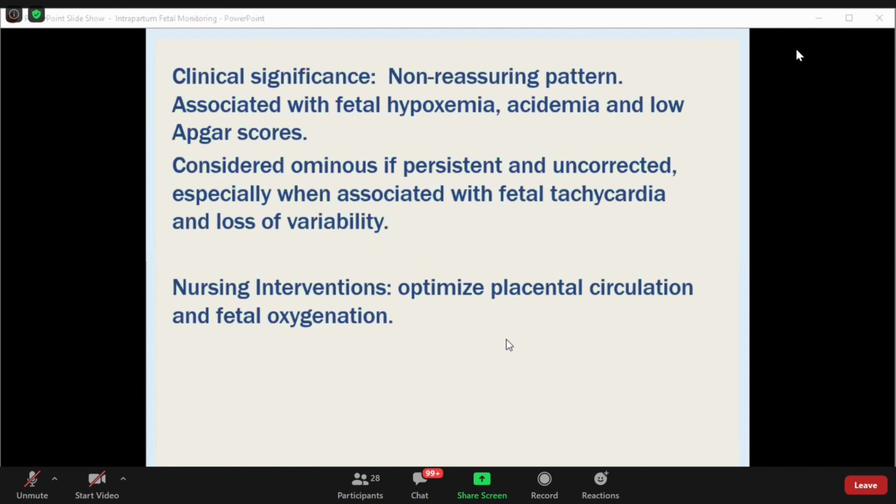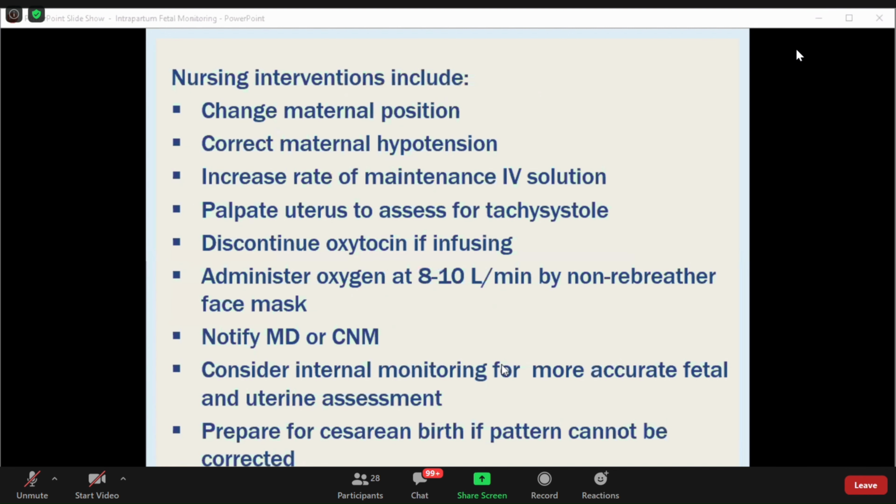We've got to maximize, optimize, improve placental circulation. Put her in her left lateral. Okay, she has an IV going, increase the rate. Let's get some fluid circulating and get whatever oxygen she has on board circulating. Maybe she doesn't have oxytocin. She doesn't have an oxytocin drip.